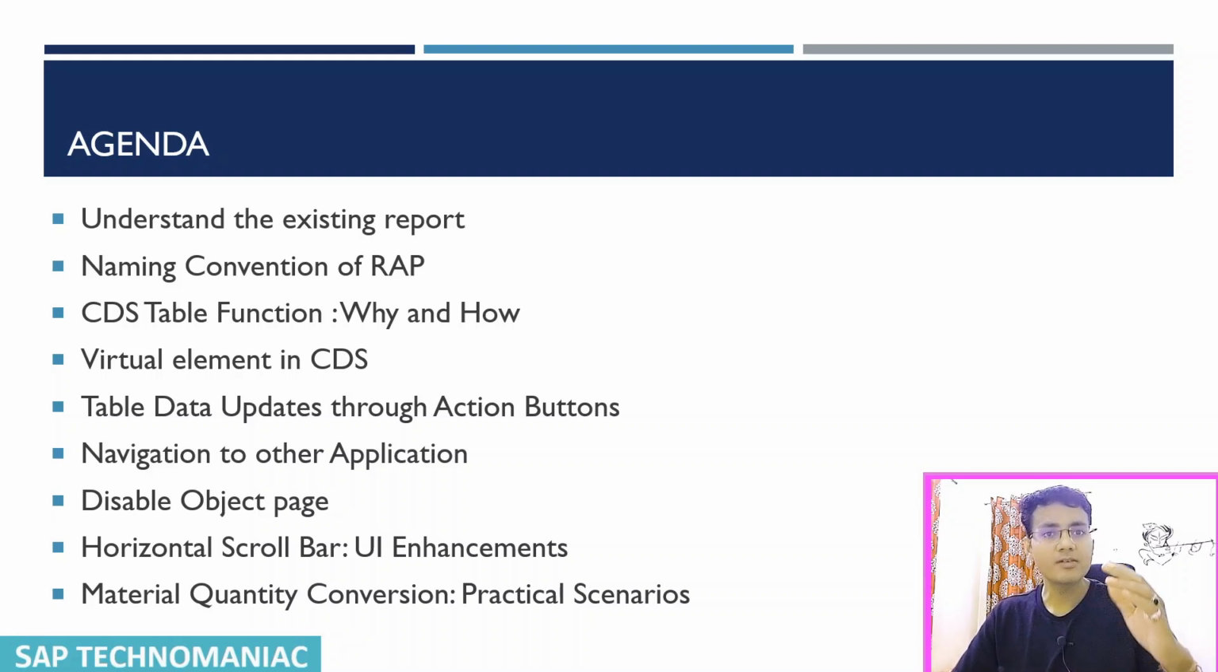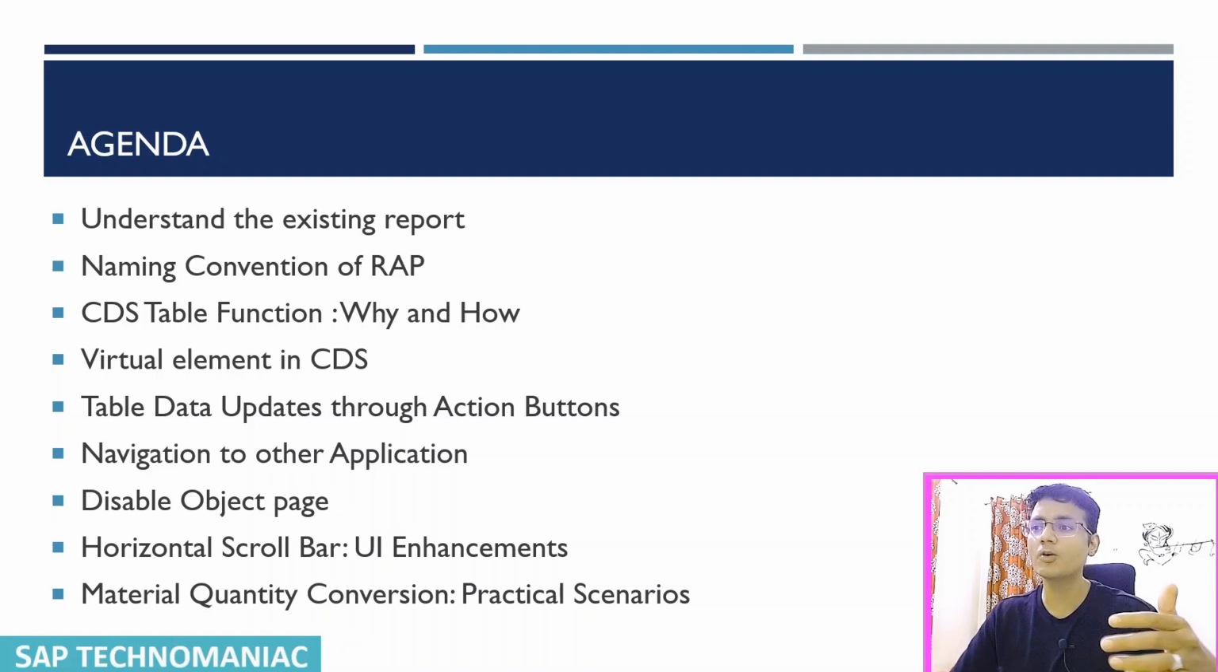In that, we will first understand the existing report, how it looks, how many tables we are hitting, what the existing logic is, and how many fields we are getting. To give the overview, we are hitting approximately 20 tables, where we are getting approximately 35 fields out of those tables. We are calling multiple function modules like read text and the material conversion function modules, and other function modules also. Apart from that, we have some logic which we can't directly use in CDS.